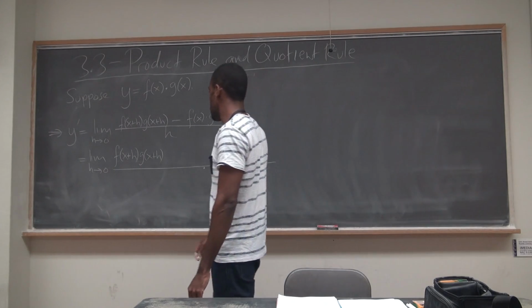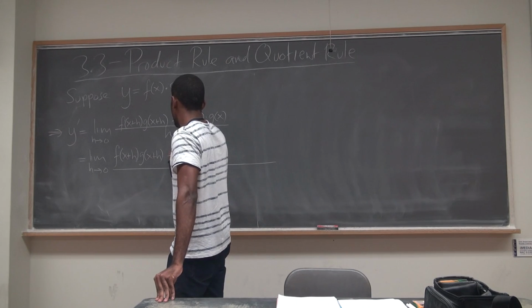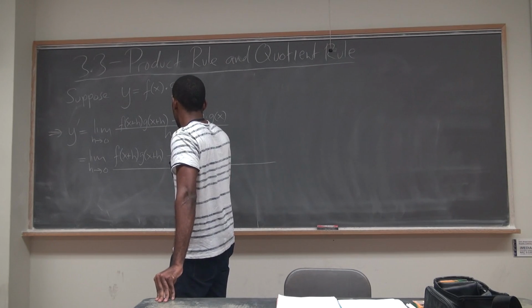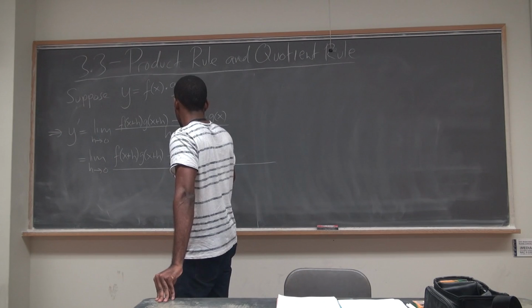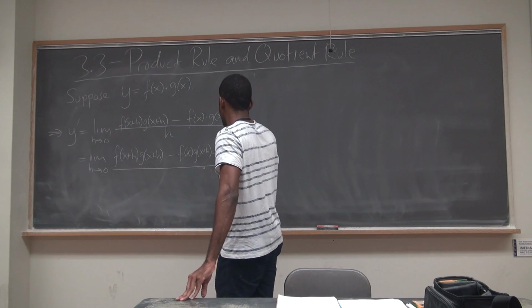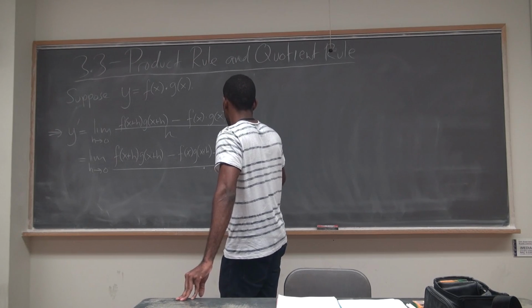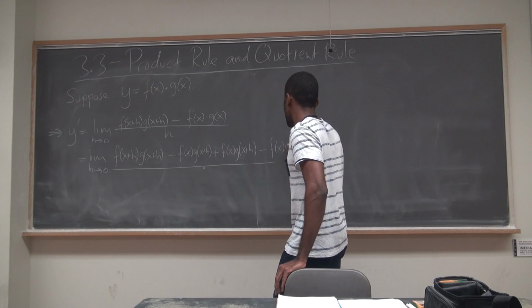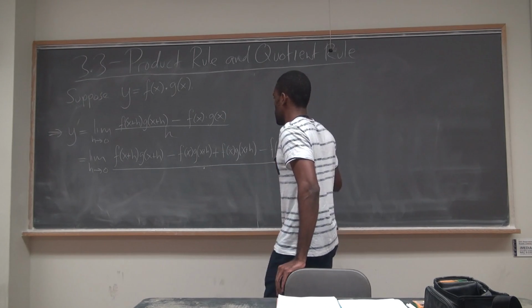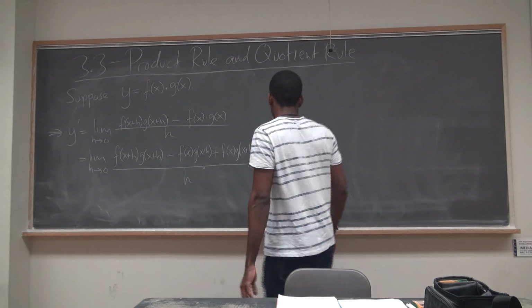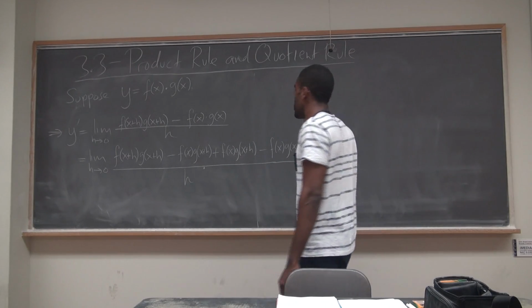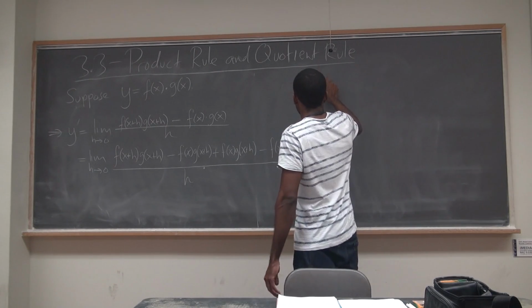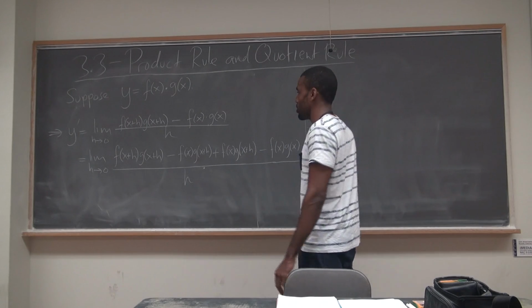In the middle, what I'm going to do is subtract f of x times g of x plus h and add f of x times g of x plus h. So I added and subtracted something, so I'm not changing the value of this function. That guy is just 0. And you're like, well, why would you do that? What's up with that, people?